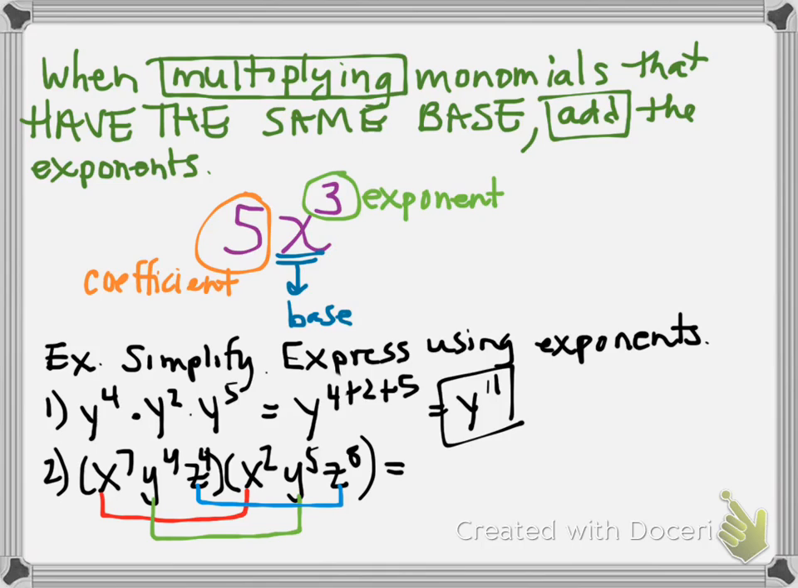So let's look back at what we got. X's, I have 7 and 2 for a total of 9. Y's, I have 4 plus 5 for a total of 9. Z's, I have 4 plus 8 for a total of 12. That's all you can do. You can't do anything more than that. You cannot make it x, y, z to the 30th power. Believe me, I've seen that answer. Okay? No. The x's stay x's, the y's stay y's, the z's stay z's. You cannot mush them together.